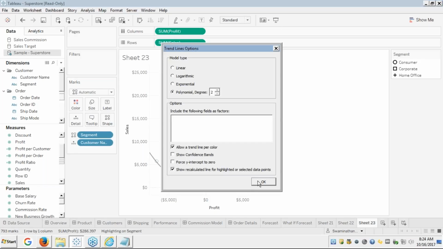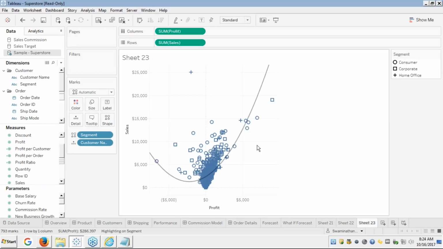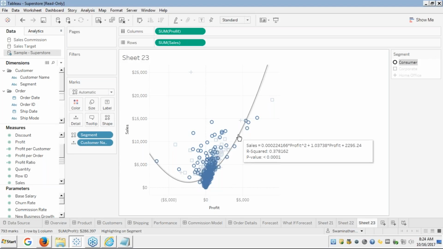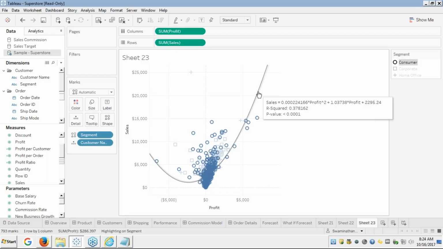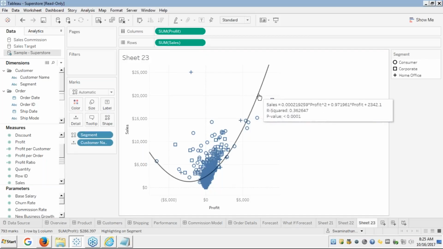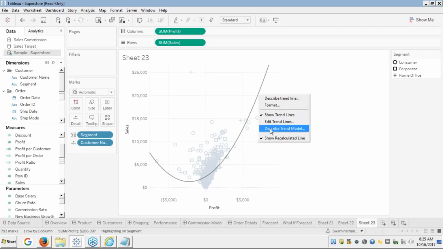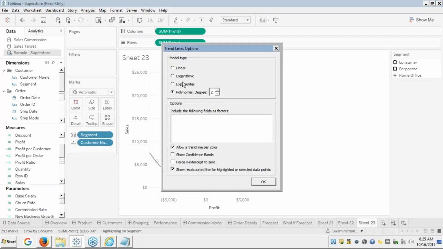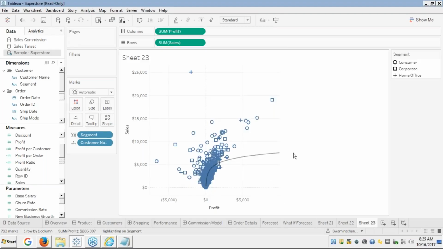You just change it to different models and see how trend lines appear for each and every model. For example, for my consumer segment, this is the trend that is being seen. This is somewhat okay, but out of all four, my best fit model here was the logarithmic model, the second one. Let me edit the trend line, select the logarithmic model, and click on OK. So here you can see the r-squared value and the trend of my consumer segment.